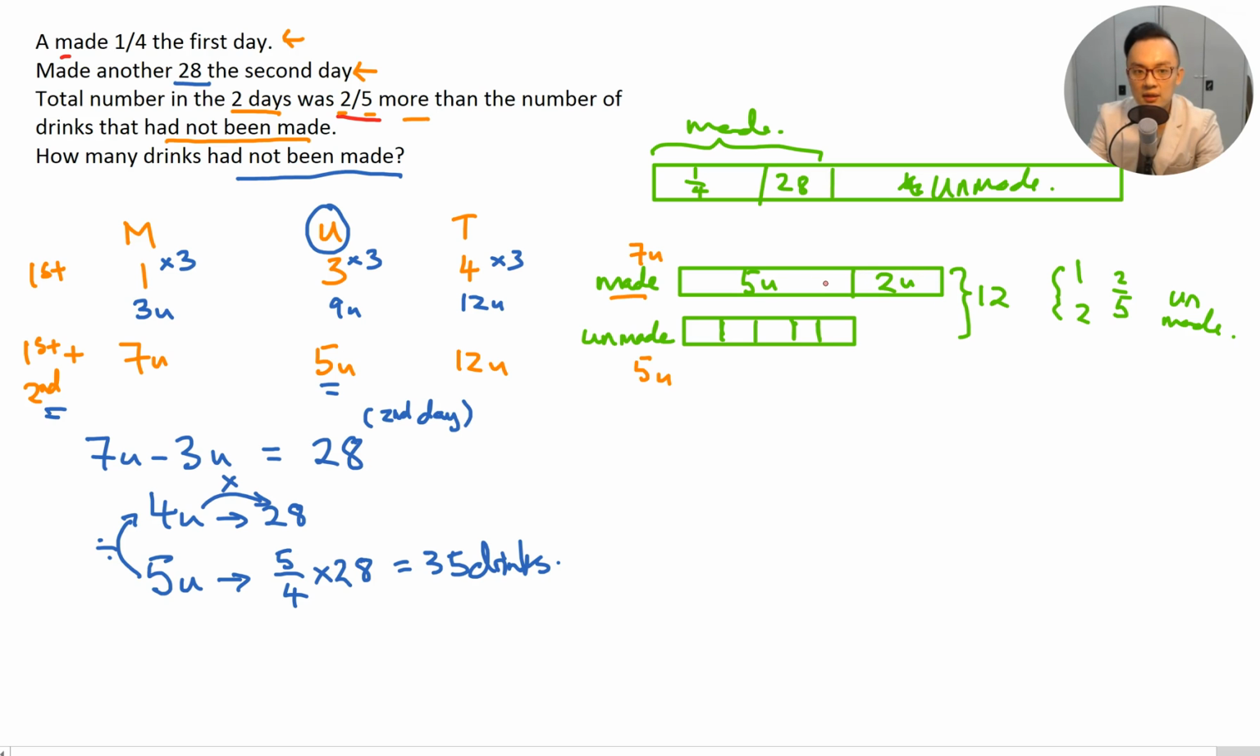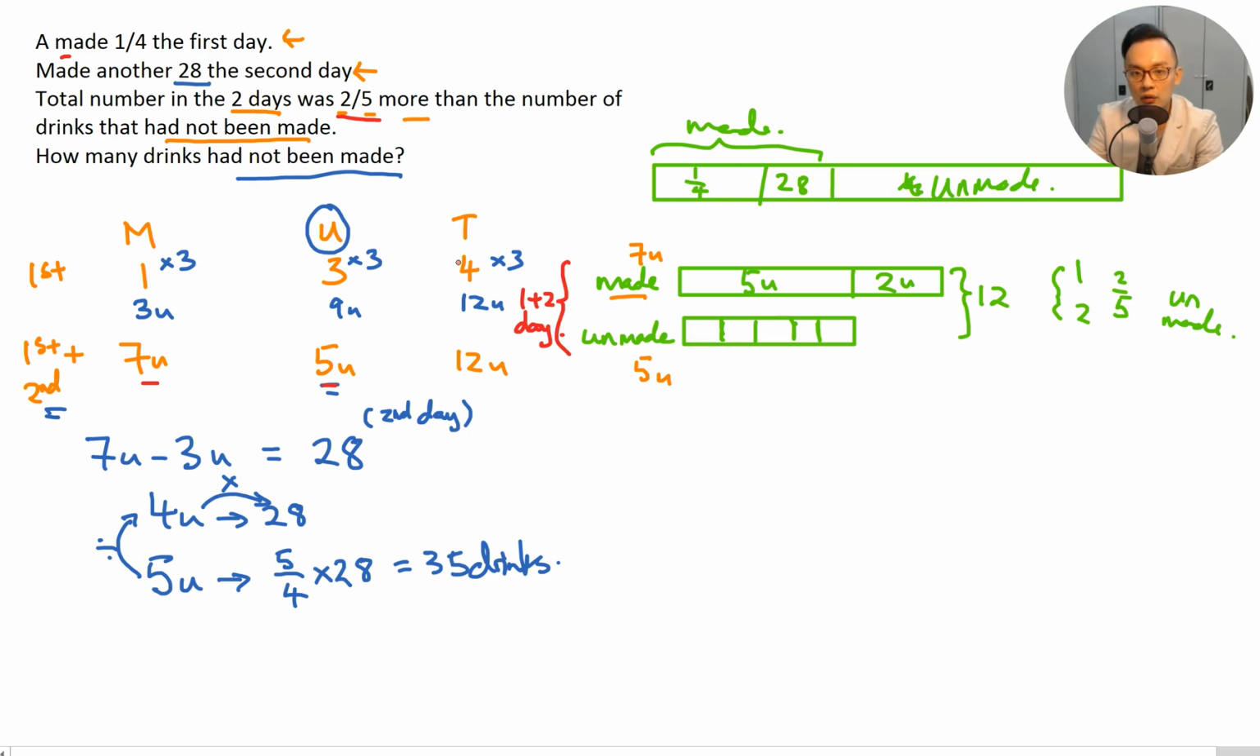So once you get this, you need to realize this is the first plus second day. That is 7 units and 5 units. And then the first day is 1 unit and 3 units because he made 1 quarter in the first day. So total is 4. 1 is made, unmade is 3. And then on the second day, 7 is made, 5 is unmade, 12.